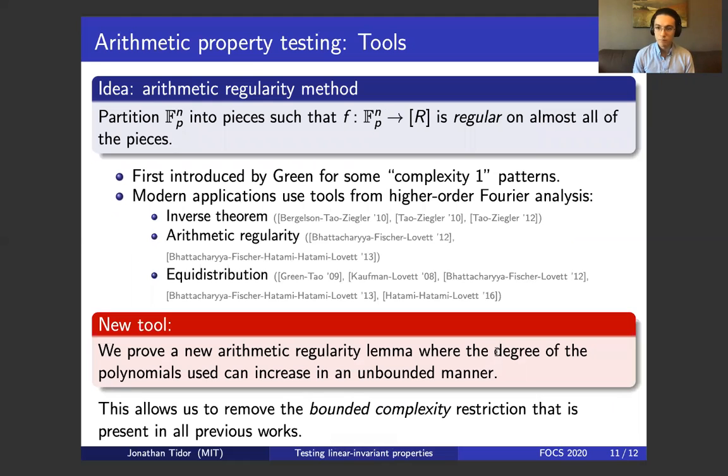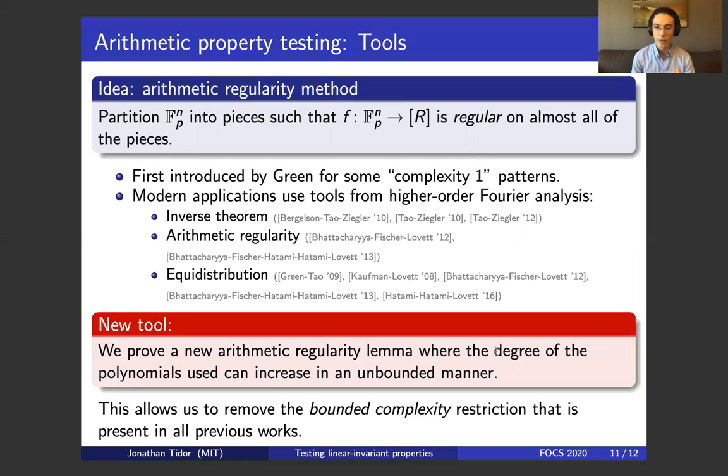So one new thing in our work is a stronger tool in higher order Fourier analysis. And this stronger use of higher order Fourier analysis lets us remove the bounded complexity restriction that's present in all of the previous work. And describing this new tool is somewhat technical, so I'll try to give a brief overview for those already familiar with the subject.